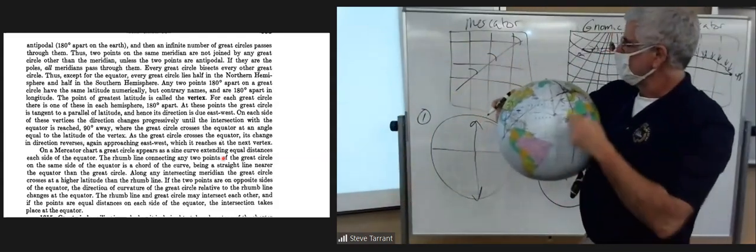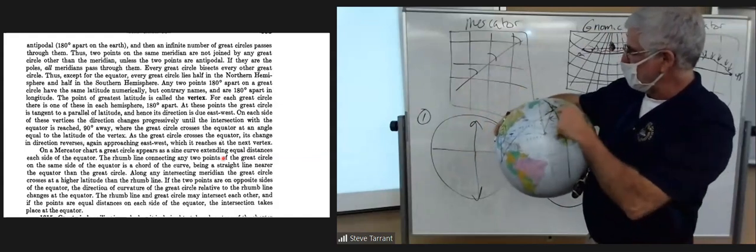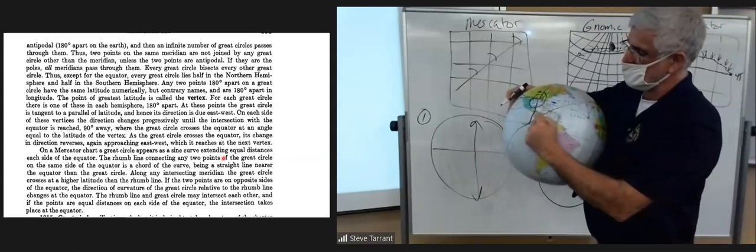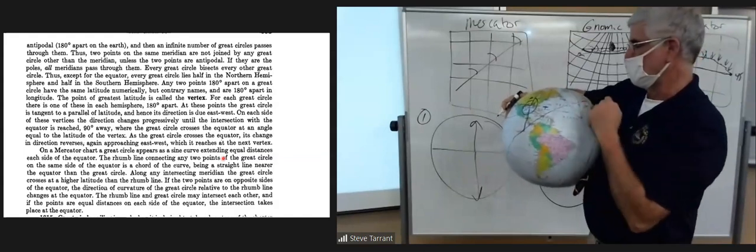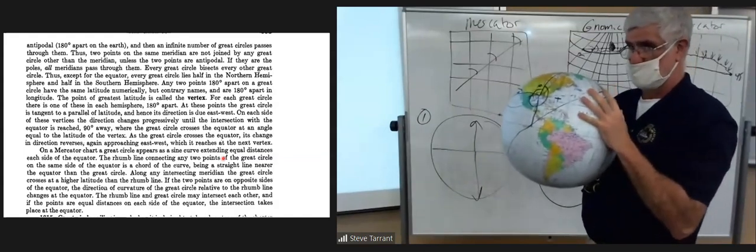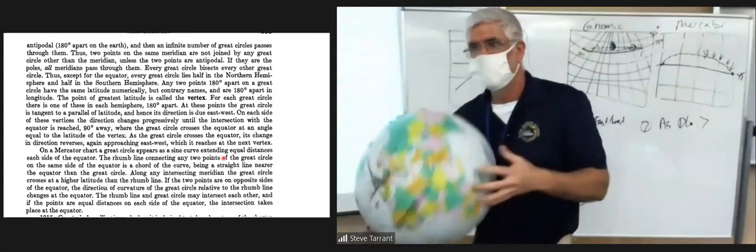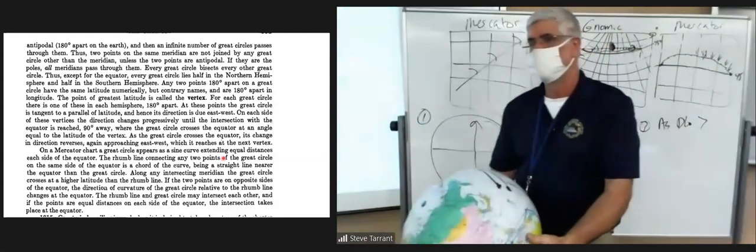Tyler M., if I am at my vertex at the prime meridian, how many degrees of longitude is it until I cross the equator? If it's 180 degrees from the vertex to the opposite vertex, how much is it going to be until I cross the equator? 90. Yeah, 90. Cool.